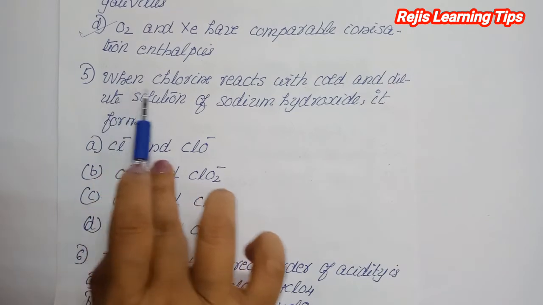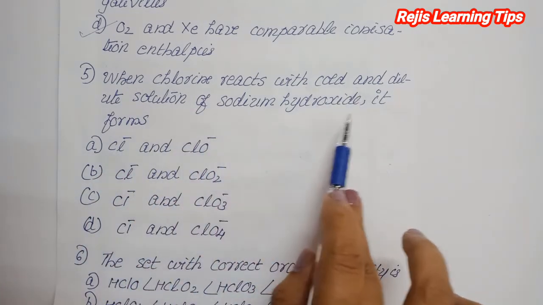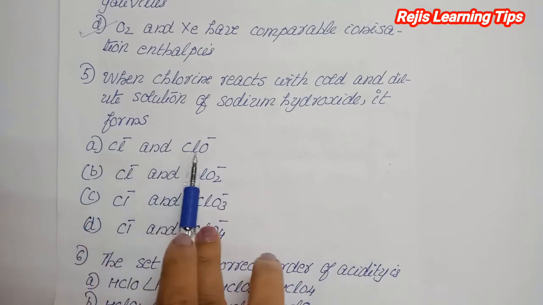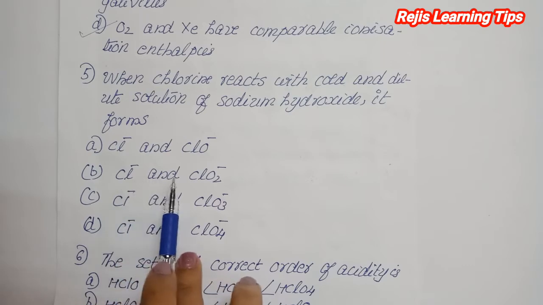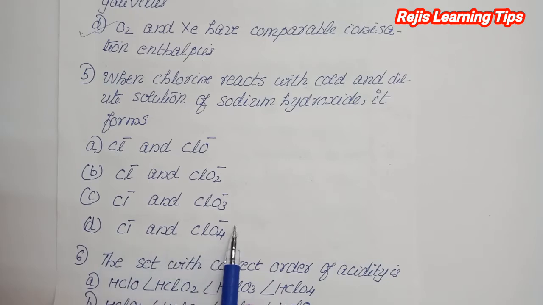Then fifth question, when chlorine reacts with cold and dilute solution of sodium hydroxide, it forms. Options are Cl minus and ClO minus, Cl minus and ClO2 minus, Cl minus and ClO3 minus, Cl minus and ClO4 minus.